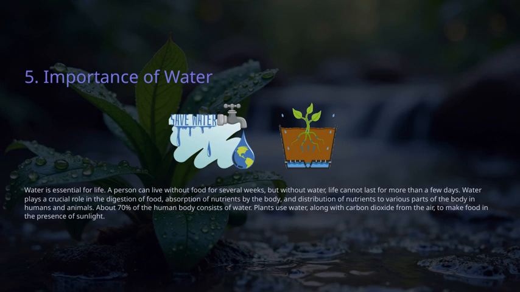And it's not just humans, plants rely on water too. They use water, along with carbon dioxide from the air, to make their food through photosynthesis in the presence of sunlight. So, water isn't just a drink. It's a fundamental part of life processes for all living things, connecting directly to the overall theme of understanding why water is so crucial for survival and health.